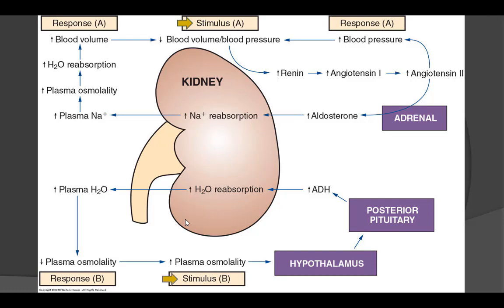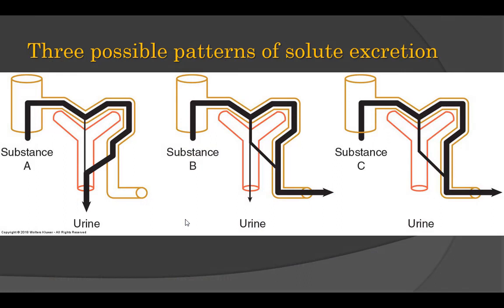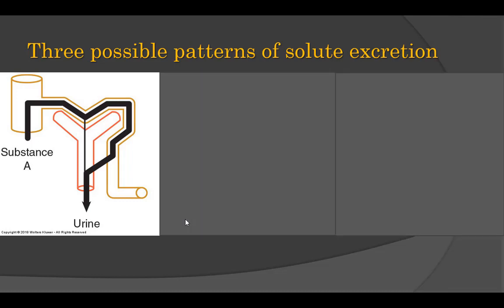Make sense? Okay. Now, imagine three different patterns of three imaginary substances. Let me hide these two first. So, this is on the left. Now, this is the blood vessel. Okay. So, the blood is coming. This is glomerulus, and this is Bowman's capsule and the tubules down here. Whatever flows in the tubules will be excreted in the urine.